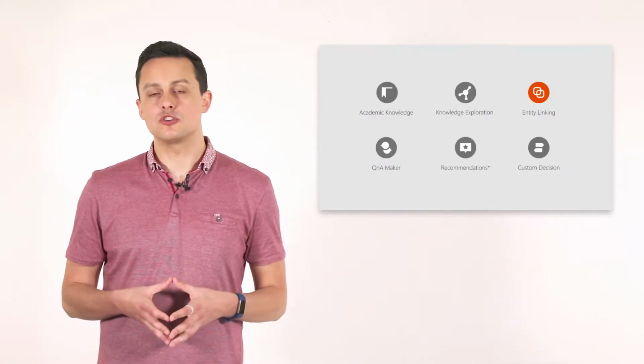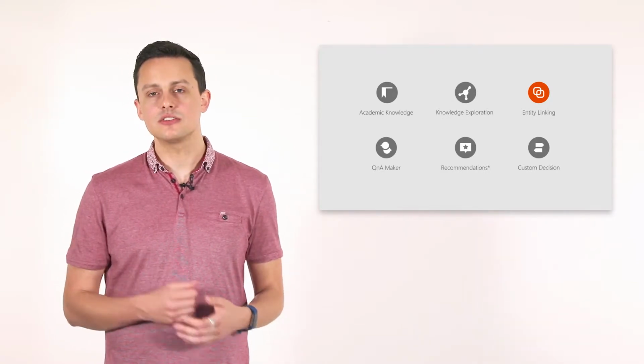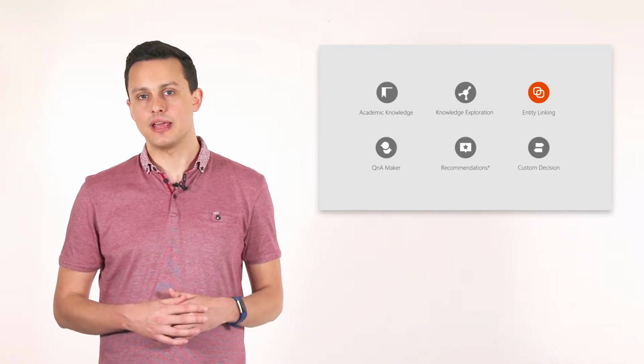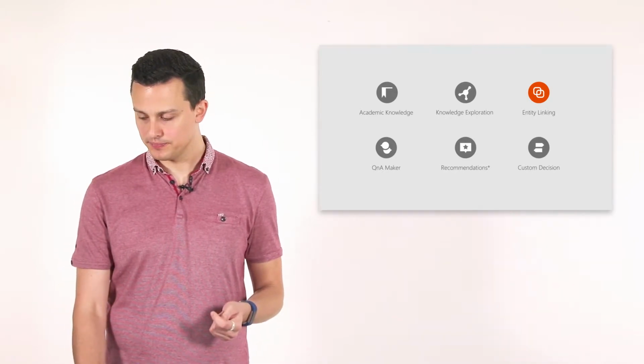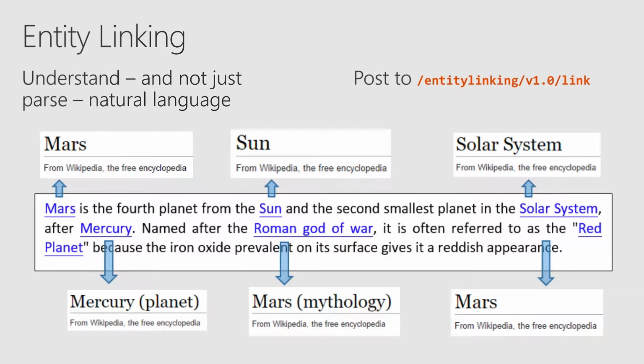The next service that we're going to talk about in the knowledge category is entity linking. And this is the service that's going to actually allow us to understand the meaning of natural language, not just its structure. The next services that we're going to look at are typically for more advanced language and knowledge scenarios. The first one we're going to look at is entity linking.